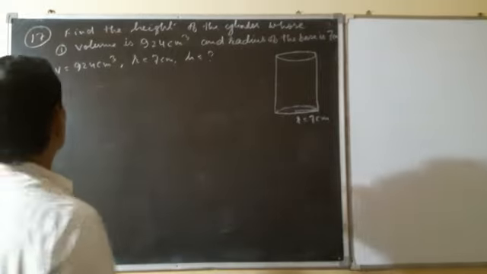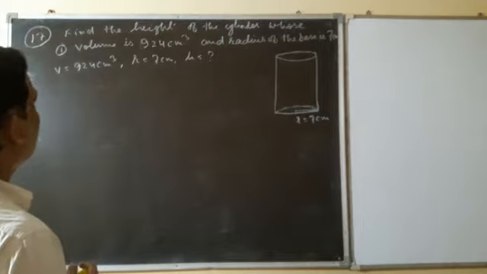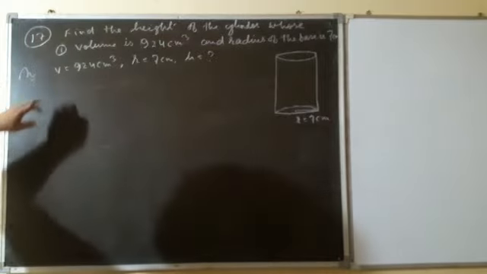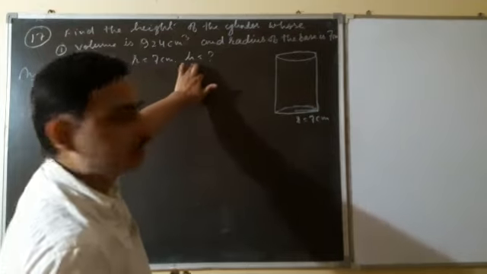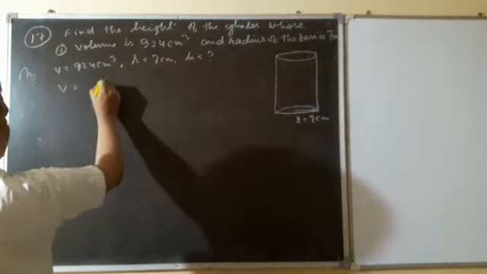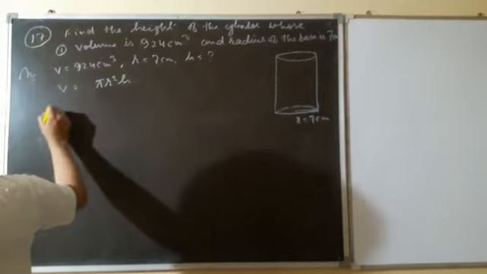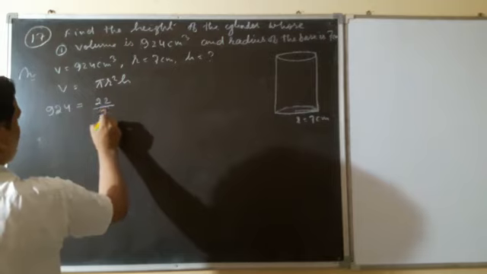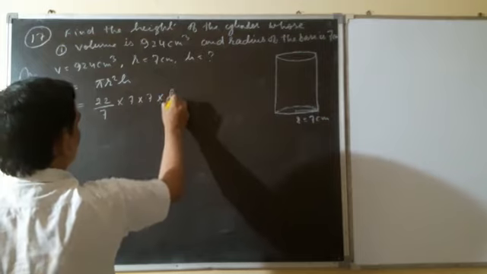Now we will see next question number 17. Find the height of the cylinder whose volume is 924 centimeter cube and radius of the base is 7 centimeter. So here we will write volume is equal to 924 centimeter cube, radius is 7 centimeter. We have to find out the height. Let us see how we will find out. As we know, volume of a cylinder is pi r square h. So in place of volume we will write 924, in place of pi we will write 22 upon 7, and radius is given 7 into 7, and height we don't know, that we have to find out.